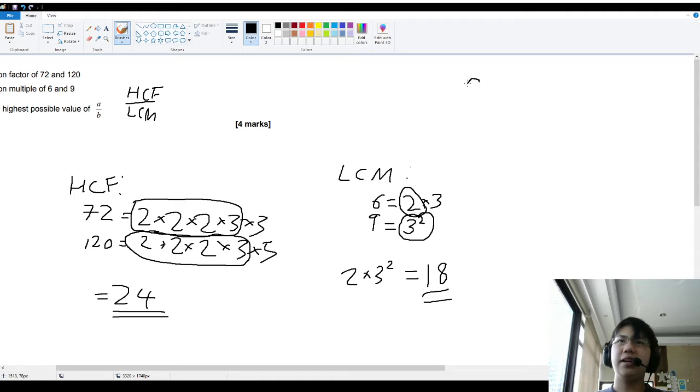And to figure out A over B, we could write 24 over 18, which is equal to 4 over 3, hence giving us our answer.